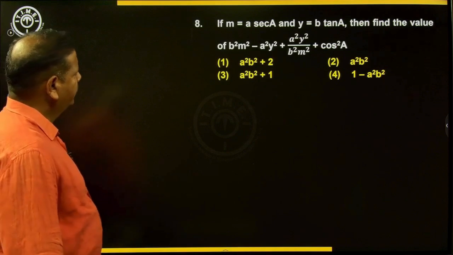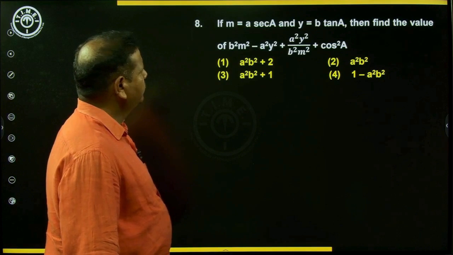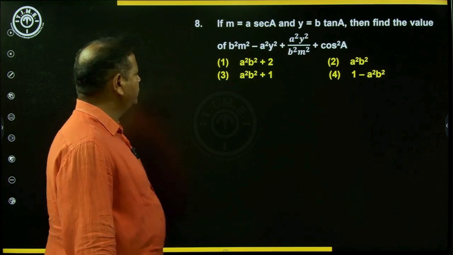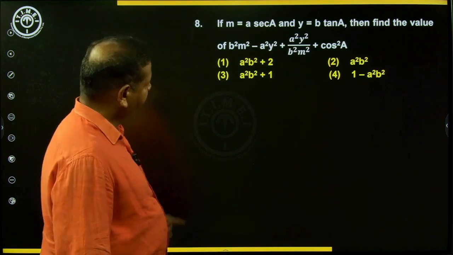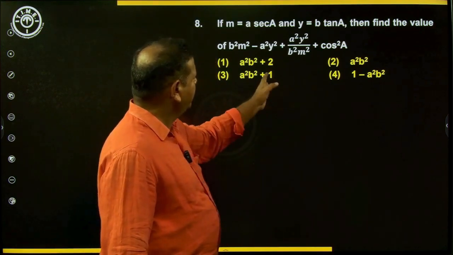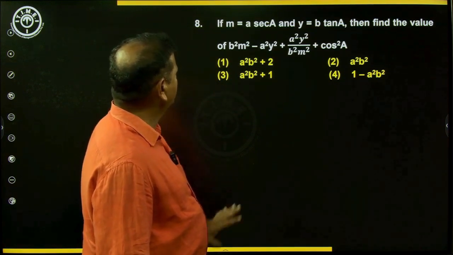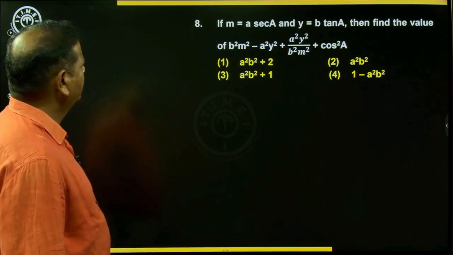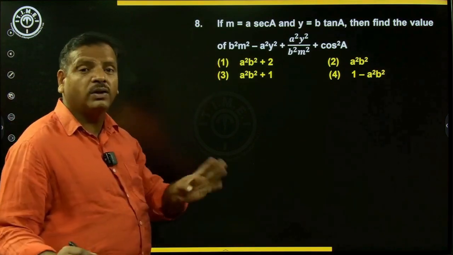Now say this. If m equals a secant theta and y equals b tan a, then find the value of (b square m square minus a square y square) plus (a square y square) by (b square m square) plus cos square a. Once you observe the options, there is no m and y, the options are only with a and b. That means in the options m and y are not there.